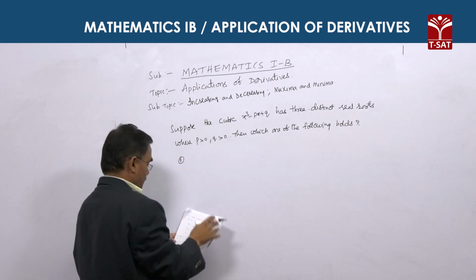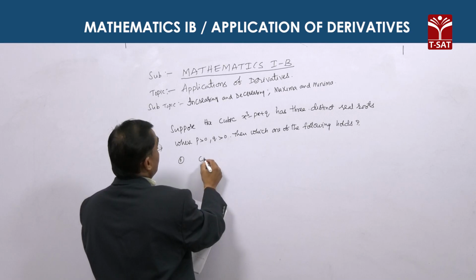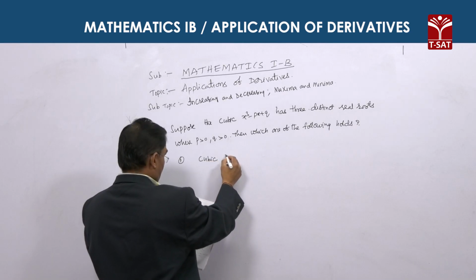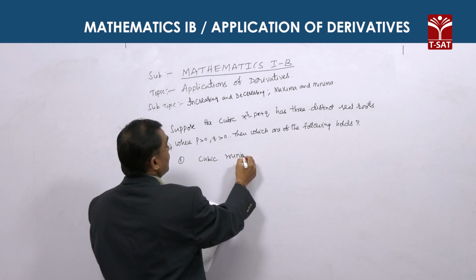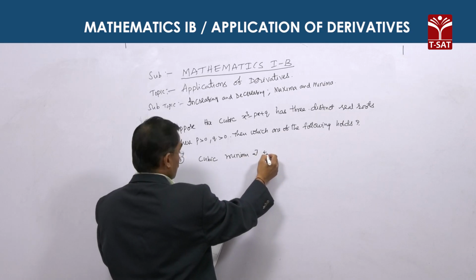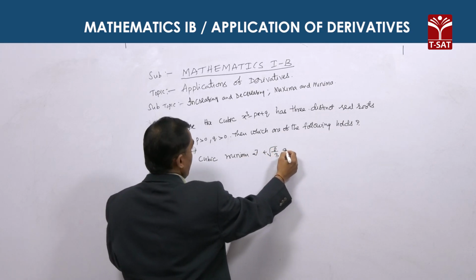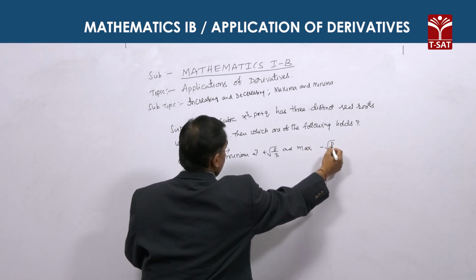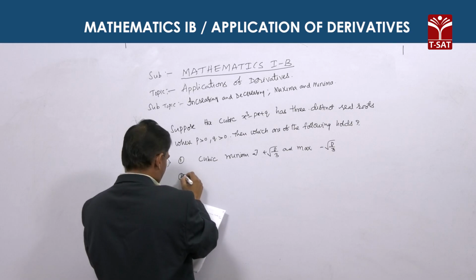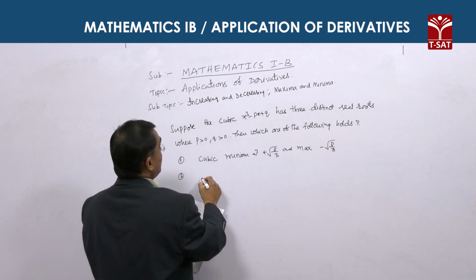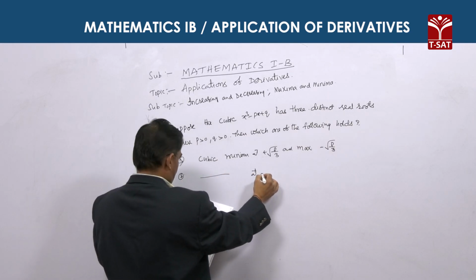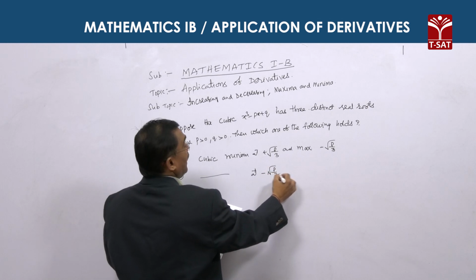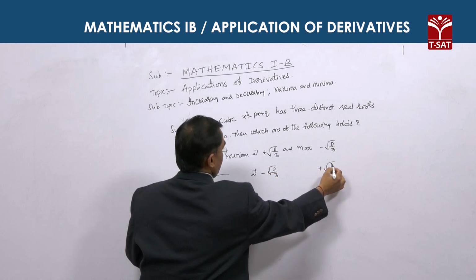The first response: the cubic polynomial has a minimum at plus root p by 3 and a maximum at minus root p by 3. And the second response: the cubic polynomial has a minimum at minus root p by 3 and a maximum at plus root p by 3.